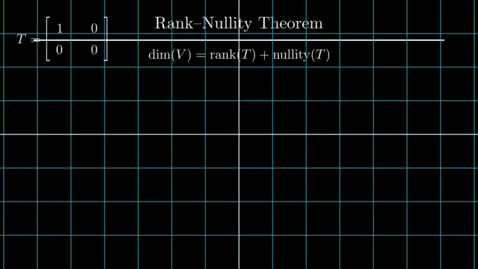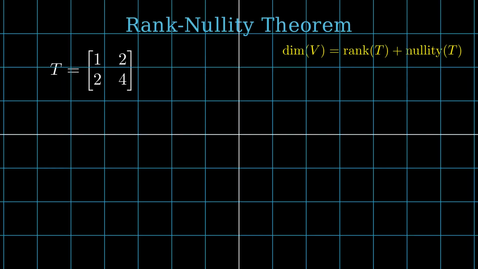Consider a transformation that projects everything onto the x-axis. The vertical axis collapses to 0. This line is the kernel, so the nullity is 1. The horizontal axis survives. This is the image, so the rank is 1.